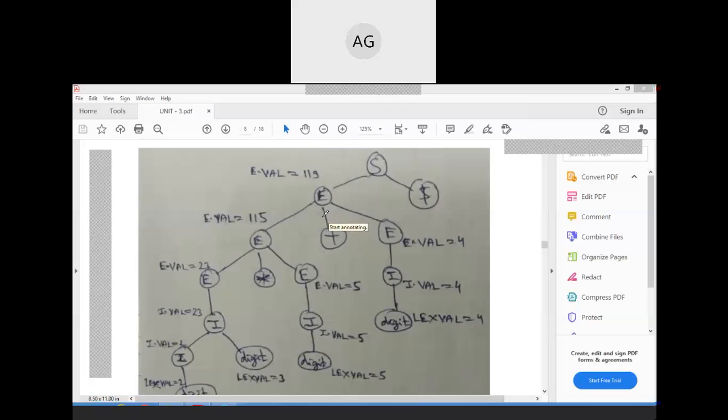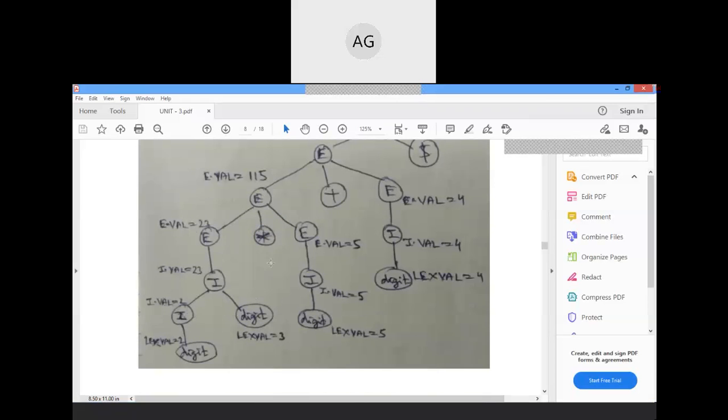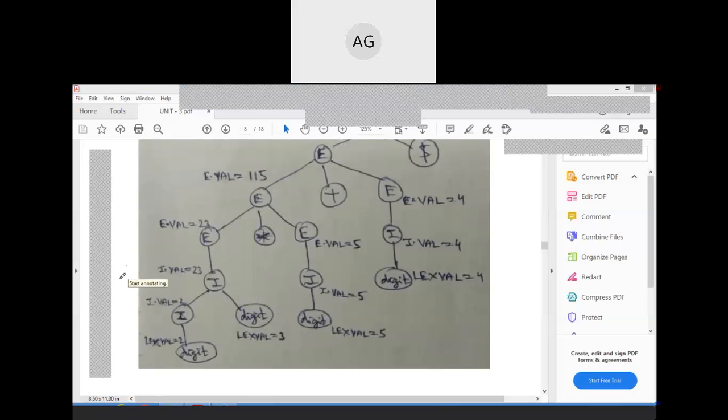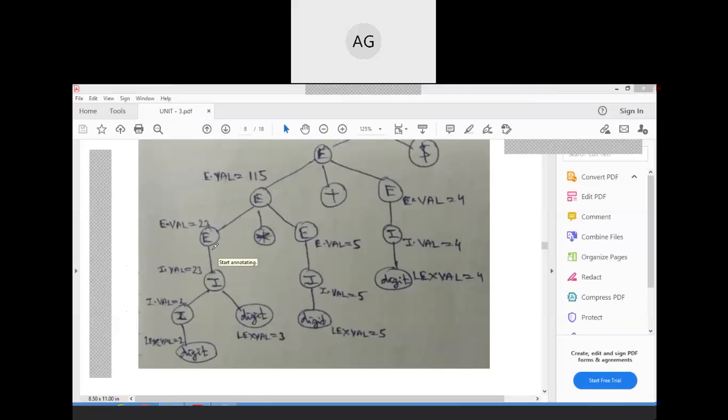As the string contains the into sign and the plus sign, we proceed: E produces E plus E. Then from this E we can get the into sign. Proceeding further, this E into E is a production. Now from this E we need to move to I, from this I we move to I digit, and finally I will give you the digit.